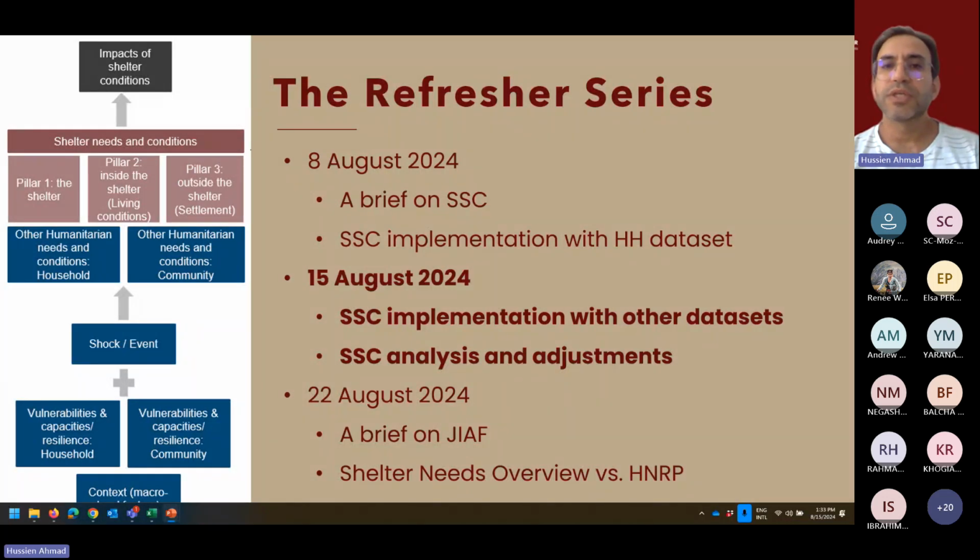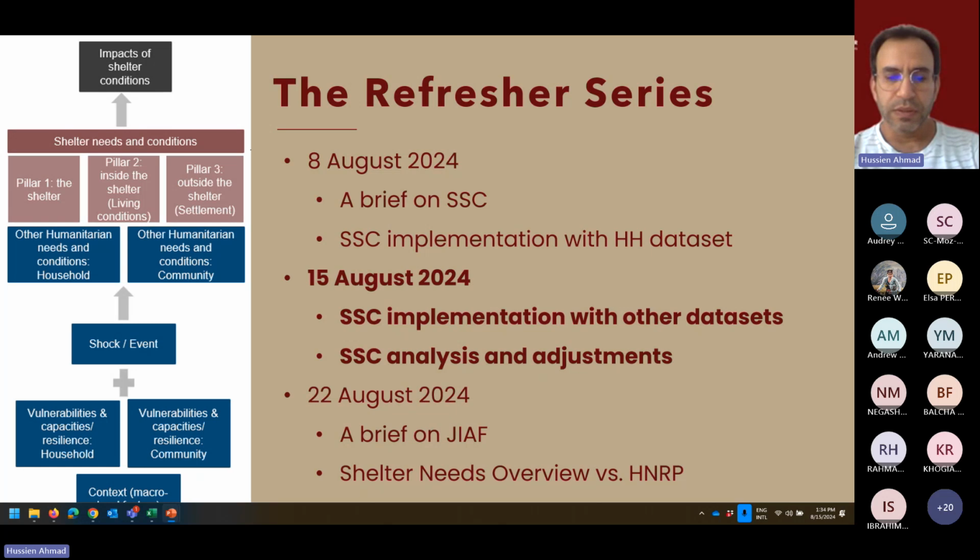As well as the implementation in context where we have household level data sets like the MSNA and so on. Today, we'll focus more on the implementation with other data sets and how we can do the analysis using the tool and do some adjustment to the final results that we get from the quantitative data analysis based on the data sets that we have.